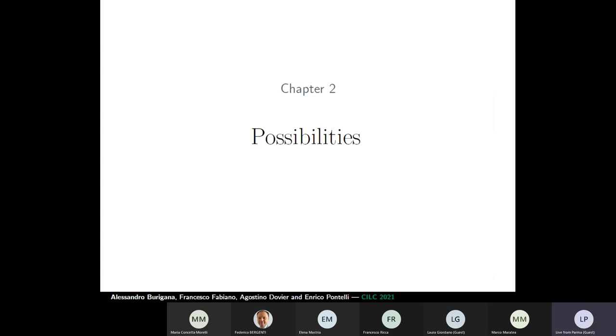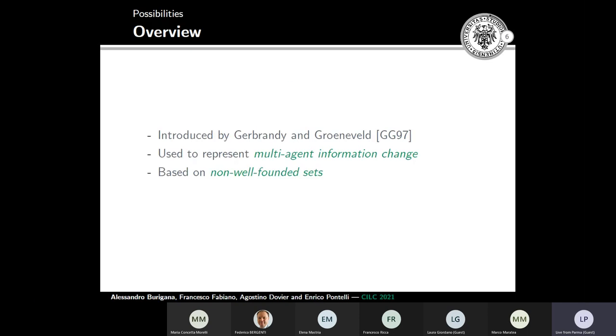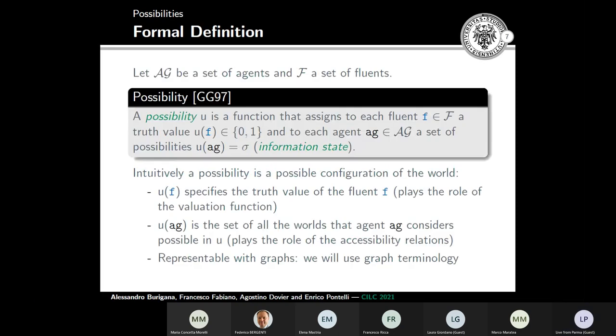So again, here we use possibilities as an underlying formalism, and we'll do a quick recap. So these are objects used to model multi-agent information change and are based on non-well-founded sets. And this is the formal definition.